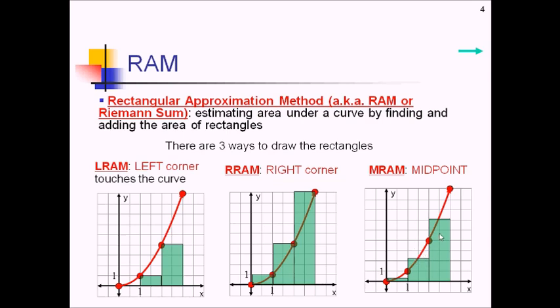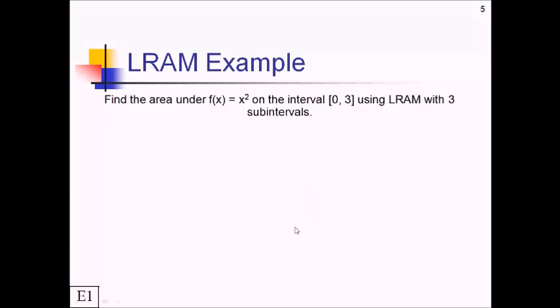Now, do they exactly cancel each other out? They do not. But you're at least coming a little bit closer than these other 2 methods for most of the curves you're going to see. However, we are going to use all 3 of these. For our first real example problem, we are going to use LRAM to approximate the area under x squared from 0 to 3 with 3 subintervals. And they have to tell you how many subintervals, otherwise you could use as many rectangles as you wanted.